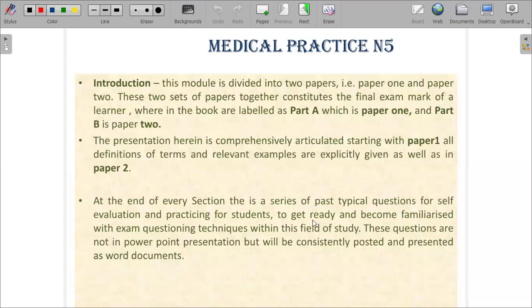At the end of every chapter or section, I'm going to give you a series of past typical questions or question papers, accompanied by their memos, which you are going to use for your evaluation and for practicing, to get ready and become familiar with the examination techniques you will see within medical practice. These questions are not in PowerPoint, but will be consistently posted as Word documents.